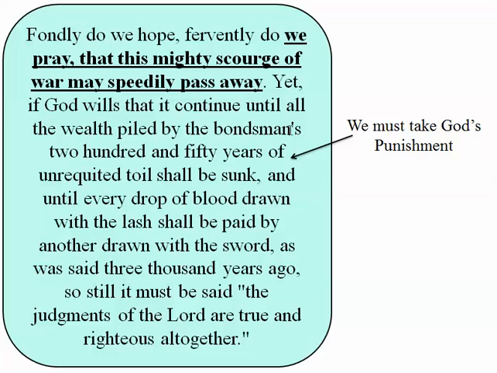Yet if God wills that it continue until all the wealth piled by the bondsman's 250 years of unrequited toil shall be sunk, and until every drop of blood drawn with a lash shall be paid by another drawn with the sword, as was said 3,000 years ago, so still it must be said, the judgments of the Lord are true and righteous altogether. It says we must take God's punishment. Notice the references to unrequited toil, the bondsman's 250 years, and the lash here, drawing blood, slavery references.